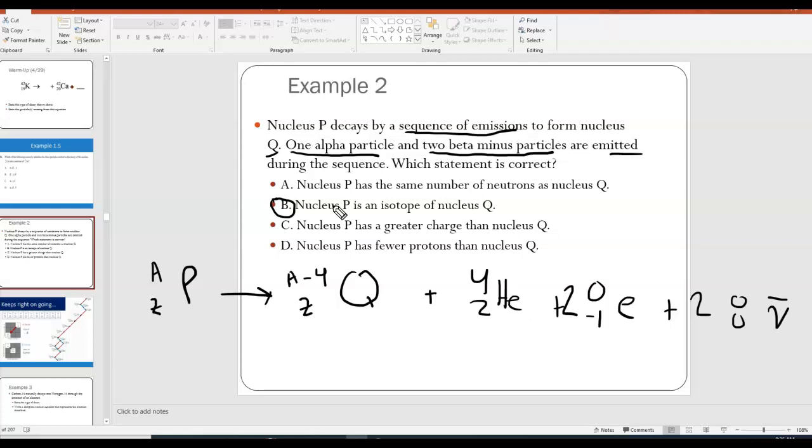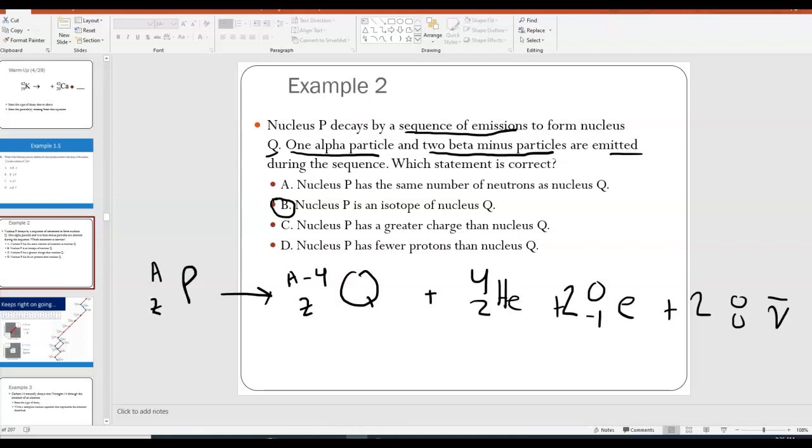P doesn't have a greater charge because they have the same atomic number. They have the same number of protons, and there's nothing in the problem to suggest anything about the charge. And D also doesn't work because they have the same atomic number, so they have the same number of protons. Okay, so that question is kind of medium difficulty, but if you understand the concepts involved here, it's definitely a doable problem. Okay, so those are just some basic examples from previous IB exams over radioactive decay.